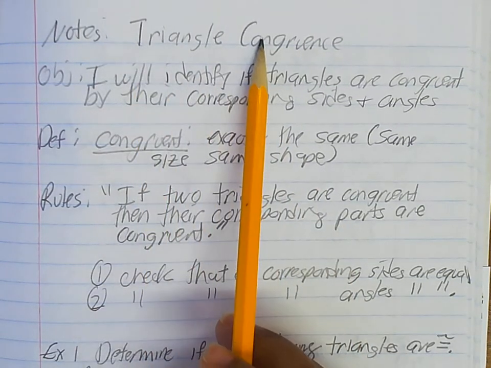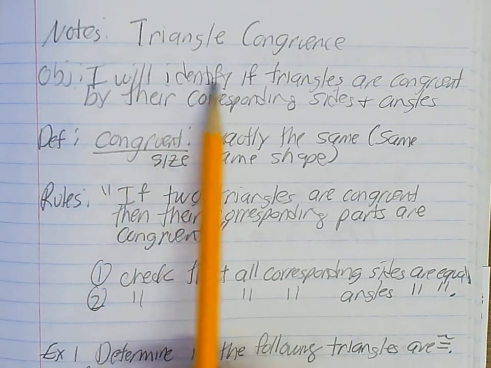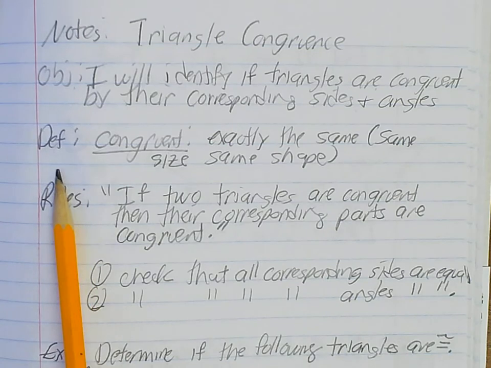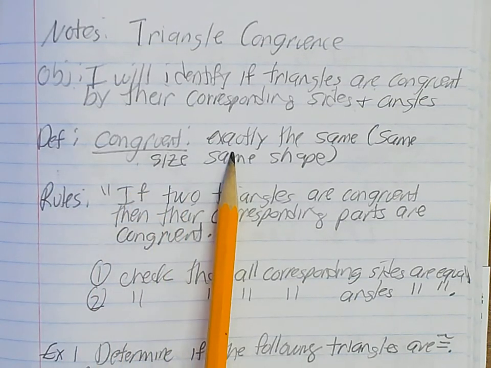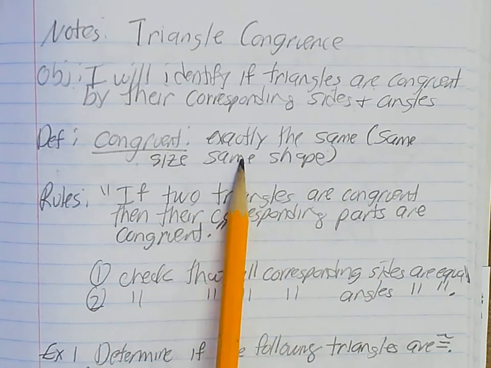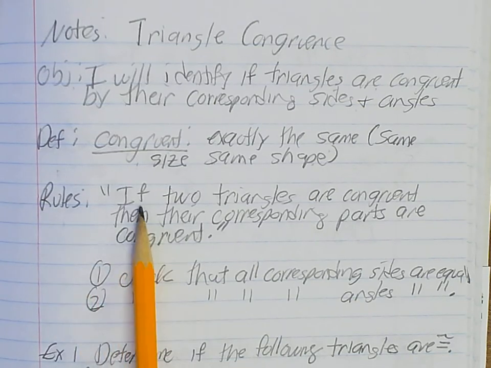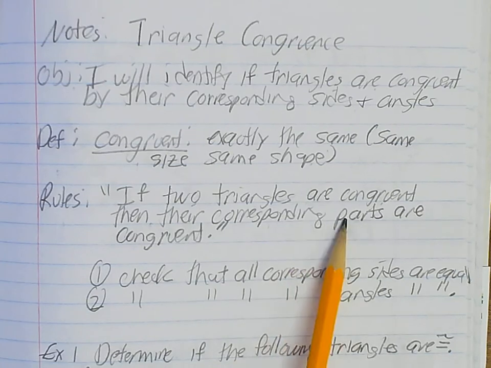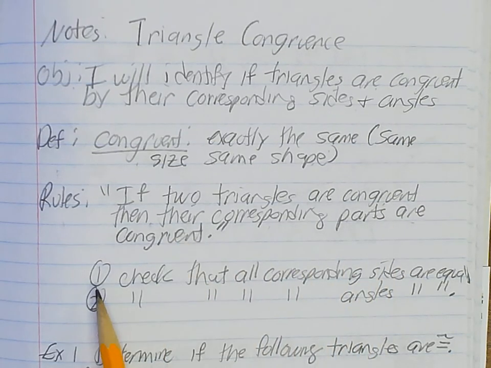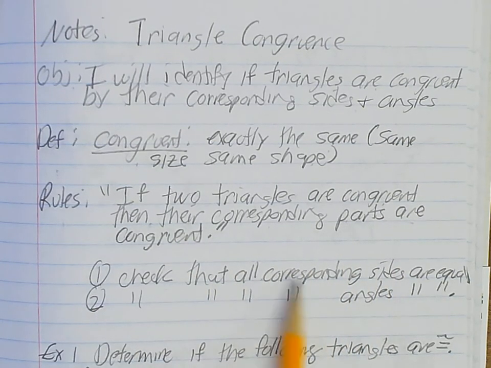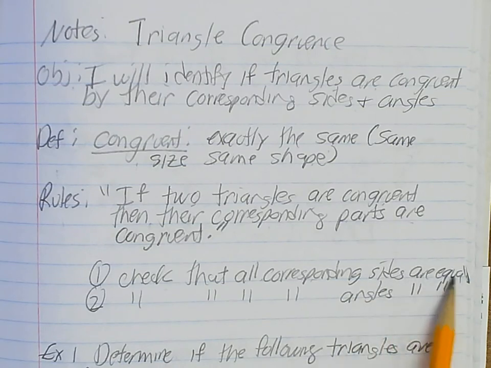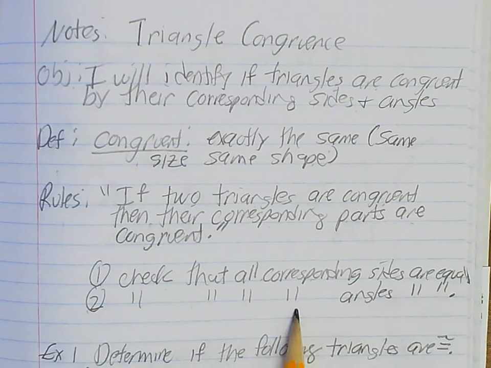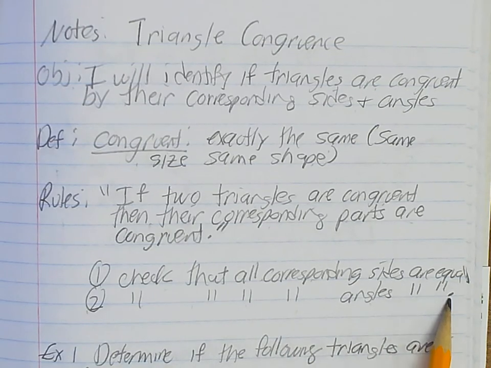It says triangle congruency. So you're directed, I will identify if triangles are congruent by their corresponding sides and angles. Definition, congruent: exactly the same size, same shape, okay? Rules. If 2 triangles are congruent, then their corresponding parts are congruent. 1, check that all corresponding sides are equal. 2, check that all corresponding angles are equal.